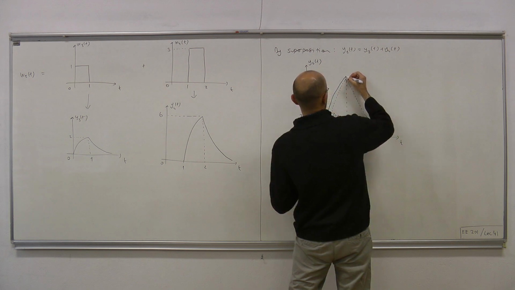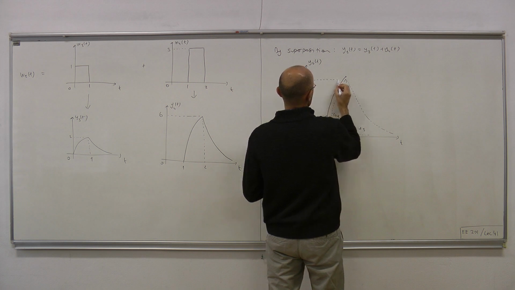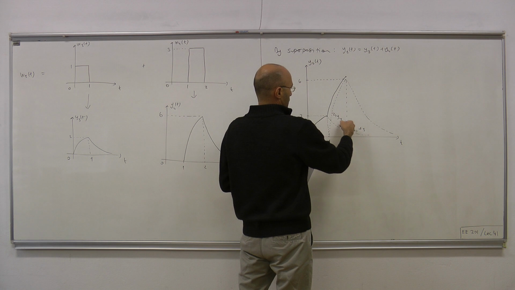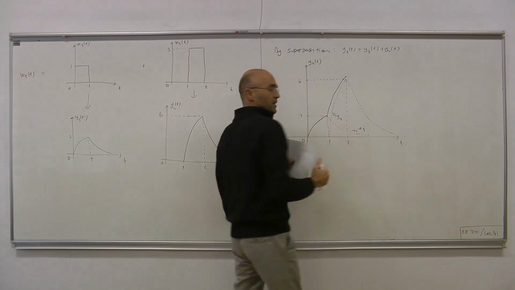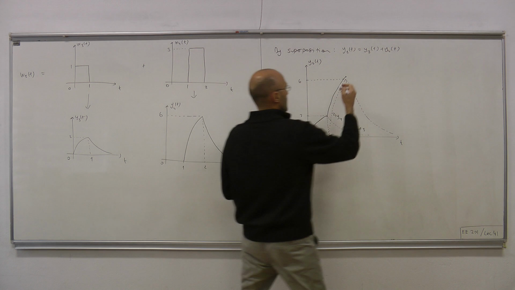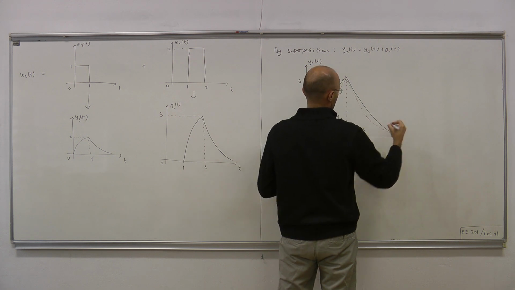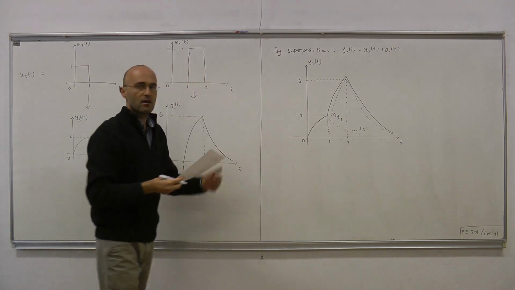Okay, it will be slightly over 6 when we reach t equals 2, because Y4 is 6 and Y3 is something tiny at that point. And then we decay. So that would be Y2 of t.